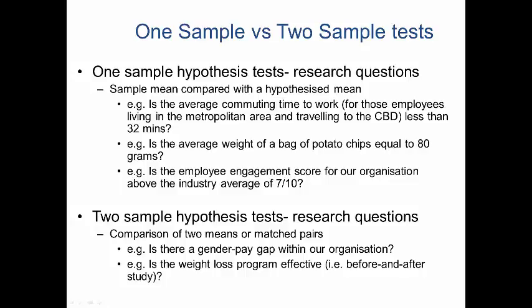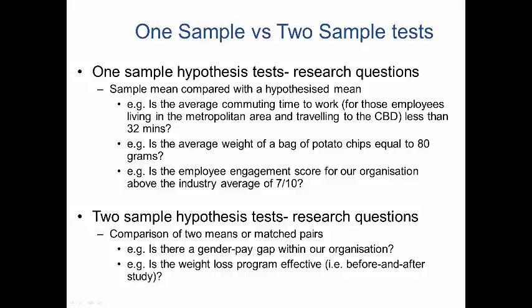For example, is the average weight of a bag of potato chips equal to 80 grams as specified on the packaging? As you can see with these examples, it only involves the collection of one sample of data and the sample mean is then compared to the benchmark value. This is different to two sample and matched paired tests.